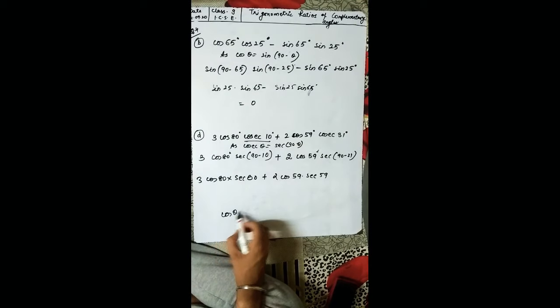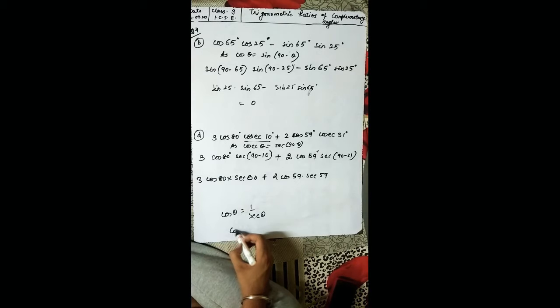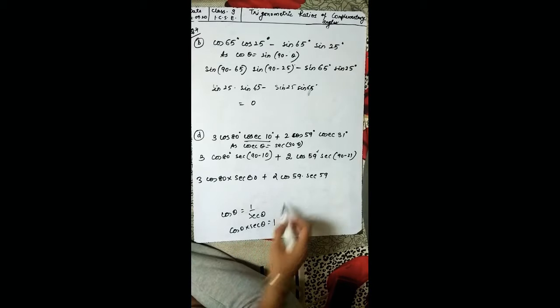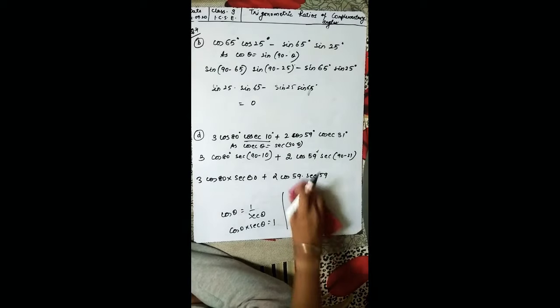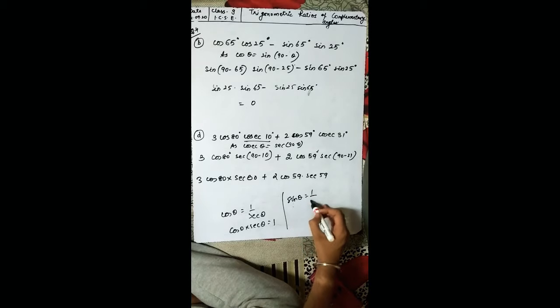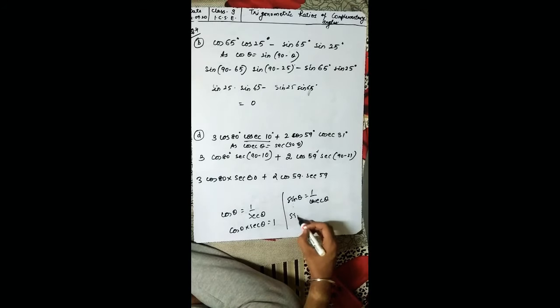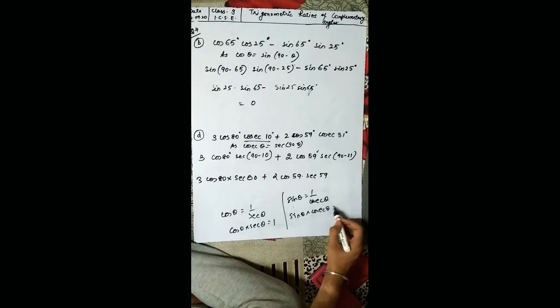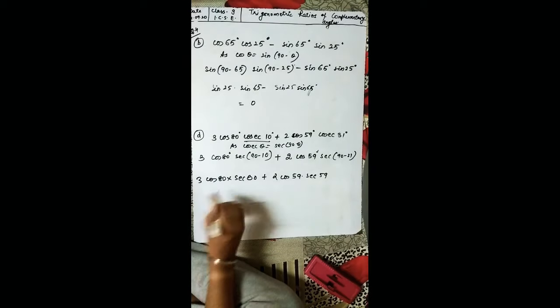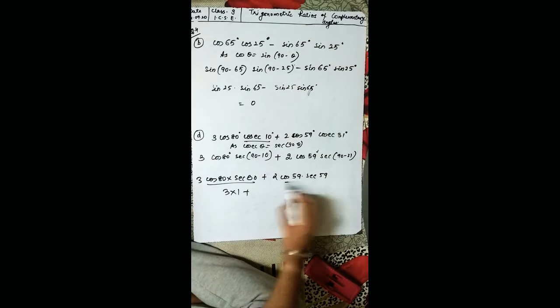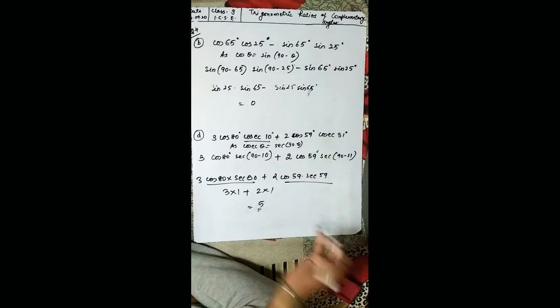See, always remember cos theta is 1 upon sec theta. Take sec theta that side, so cos theta into sec theta will give you 1. Similarly, sin theta is 1 upon cosec theta. Take cosec theta that side. So for two reciprocal functions, if you multiply, you'll always get 1. And similarly, tan theta equal to 1 upon cot theta; take cot theta that side, so tan theta into cot theta will be equal to 1. So we can understand and directly write. This will give you 1, so 3 into 1 plus this will also be 1, 2 into 1. The final answer will be 5.